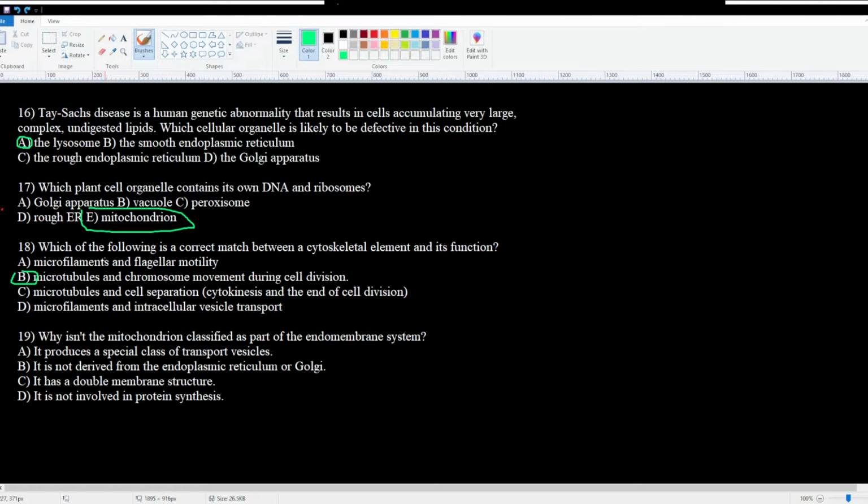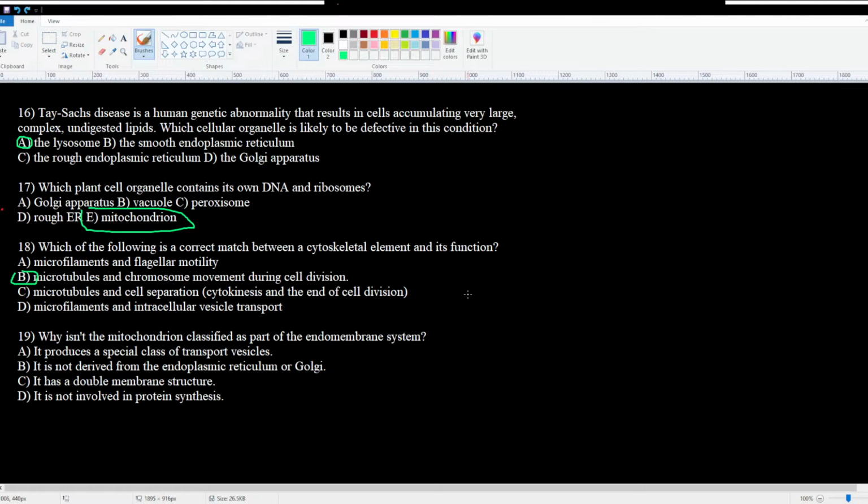Now, microfilaments and flagellar motility. Flagellar motility, I think, is primarily made of microtubules. And then microtubules and cell separation, I think that one would be intermediate filaments. I could be wrong. And then microfilaments and intracellular vesicle transport, that would be intermediate filaments. So the answer would be B.